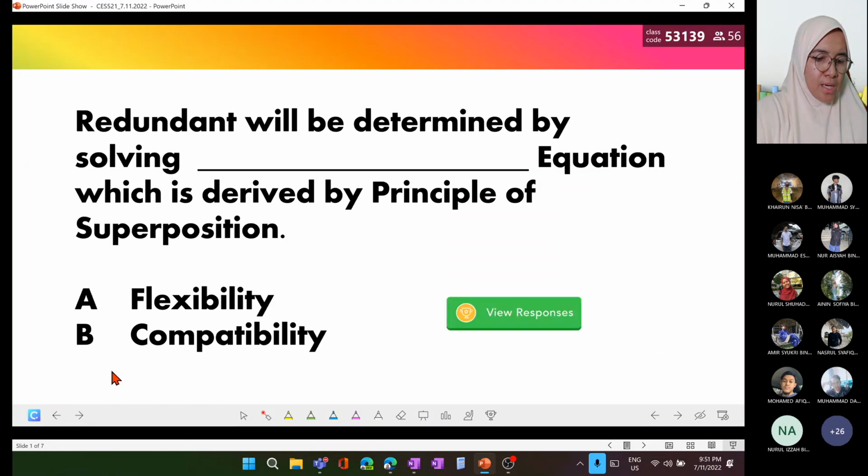For the question, redundant will be determined by solving flexibility equation. Flexibility equation is also the same as compatibility equation. That is what we call the flexibility method. Not only compatibility equation, compatibility equation is also known as flexibility equation. So we move to the next question.